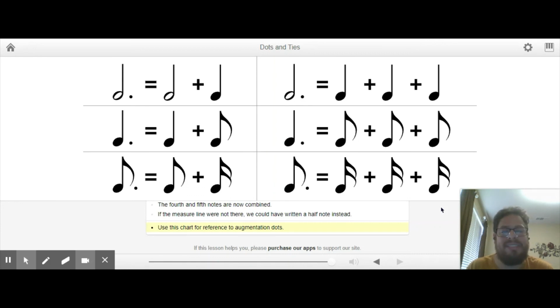I hope that makes sense of what dots and ties mean. Remember, dots increase by half the value of that note, and a tie connects two of the same pitch.